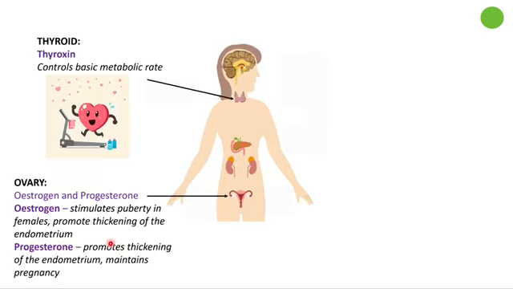Then the thyroid gland. I always say it looks like a little butterfly. If you touch your throat, you will most probably touch your thyroid gland, and that is responsible for the production of thyroxine. So thyroxine's target organ is the whole body because it controls the rate at which we burn energy, the rate at which we use energy.